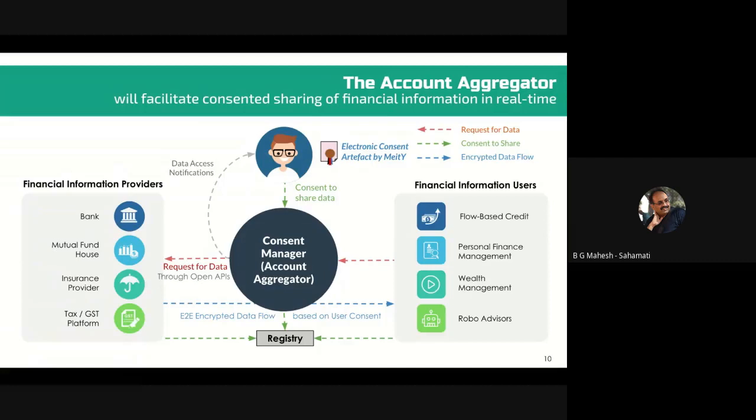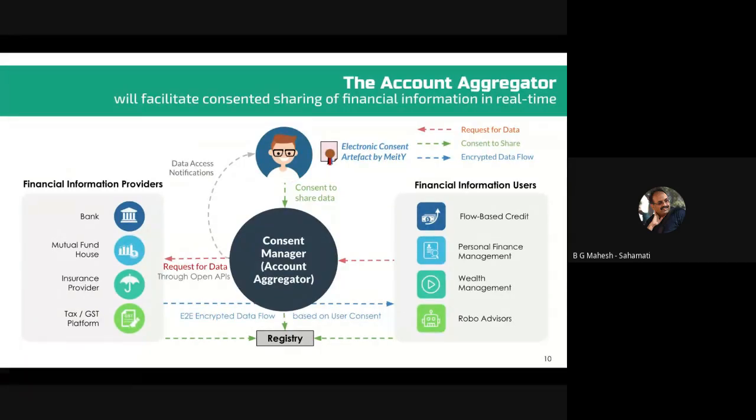Okay, then the only ones who can participate in this ecosystem are the FIPs, where your information and your data is, like your bank, your mutual fund, insurance, your GST, etc. And FIUs are the institutions which want to access your data. Now, only FIPs and FIUs which are registered and regulated by any one of the 4 financial regulators, which is RBI, SEBI, IRDAI, and PFRDA, are allowed to be in this ecosystem as FIP and FIU.